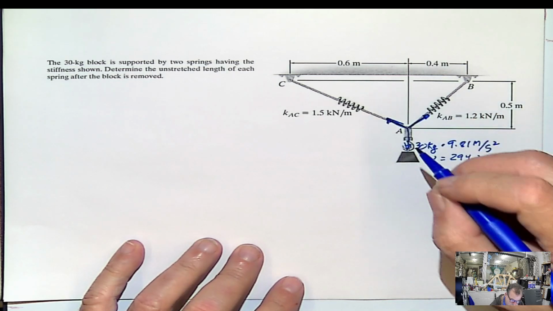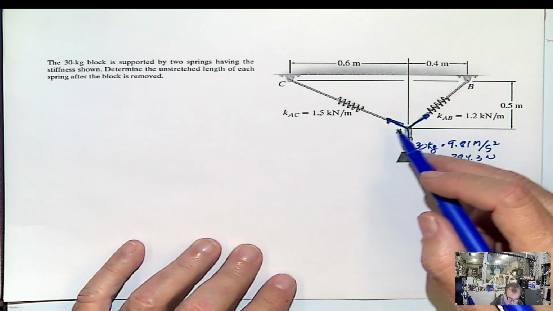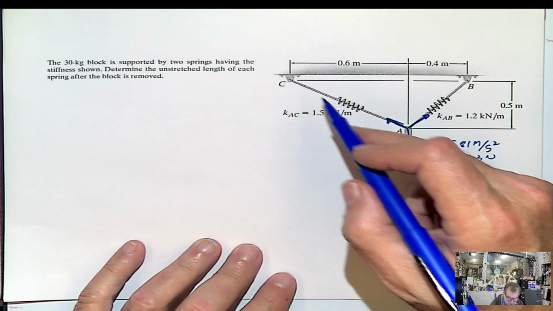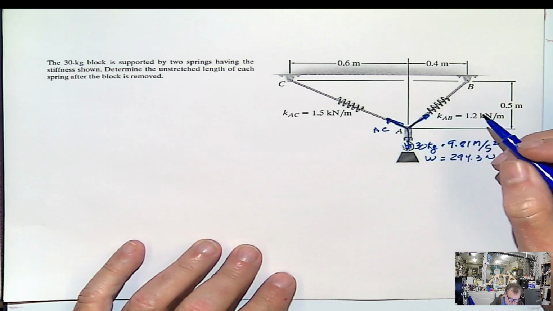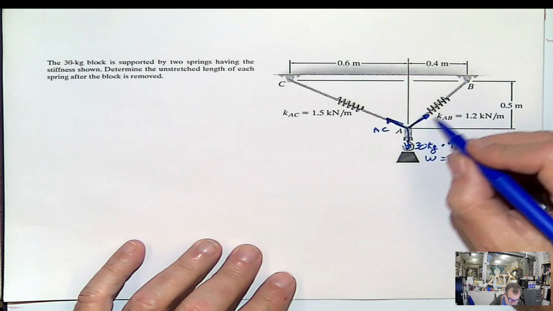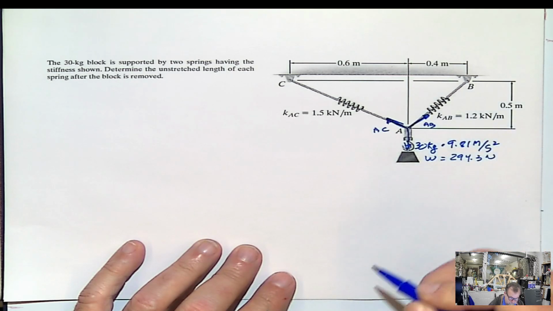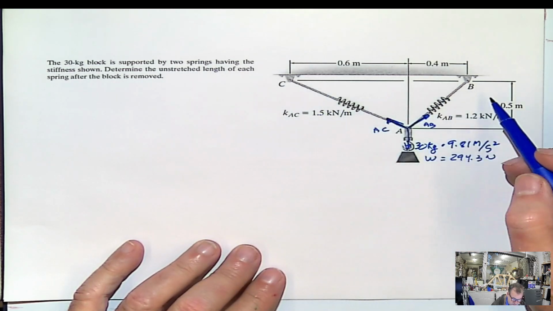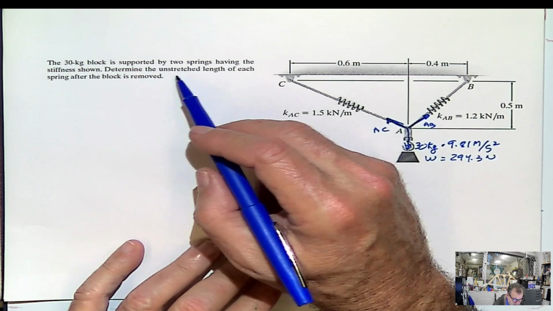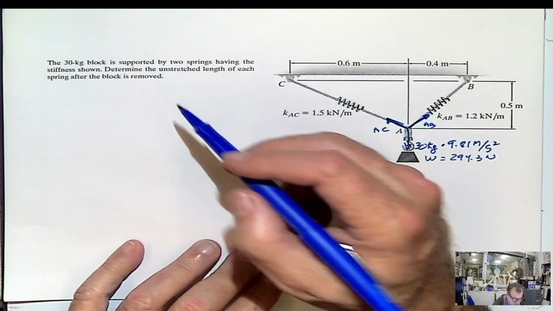And now we're going to have a force acting here and a force acting here. Those forces provided by the springs are going to hold that weight in the position shown. This force will be AC, this force will be AB. Now the problem is asking, and you have the stiffness of the springs here, the unstretched length of each spring.